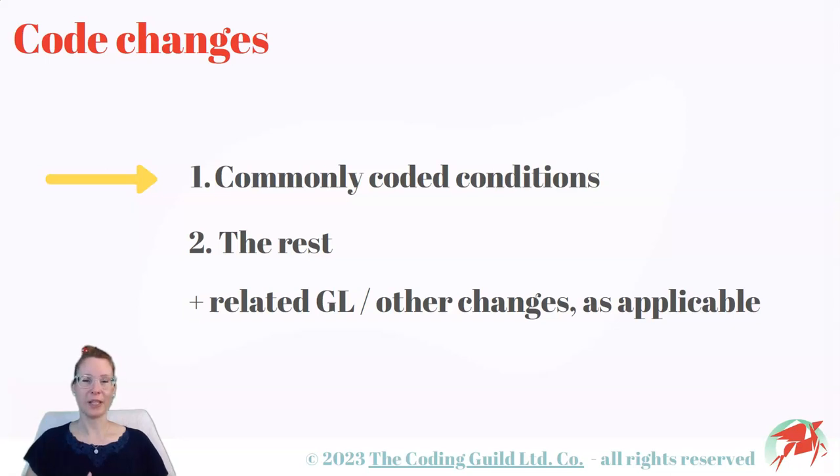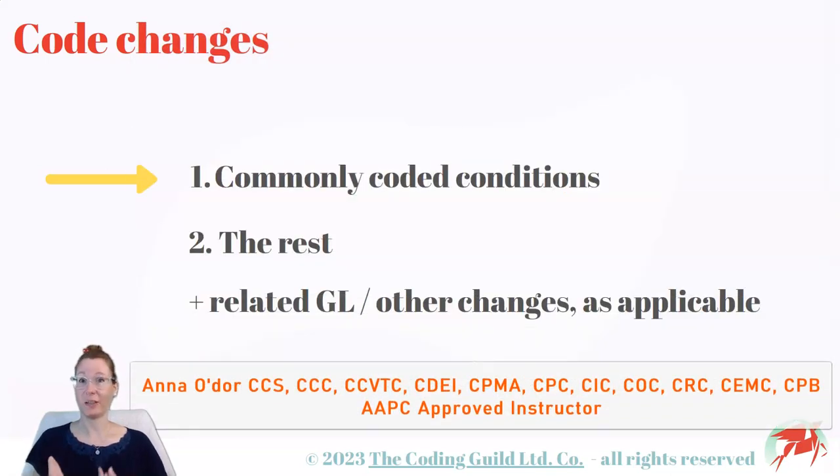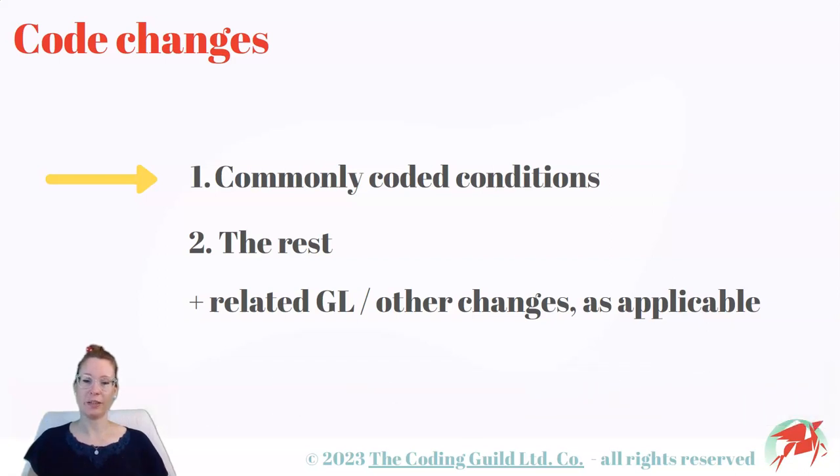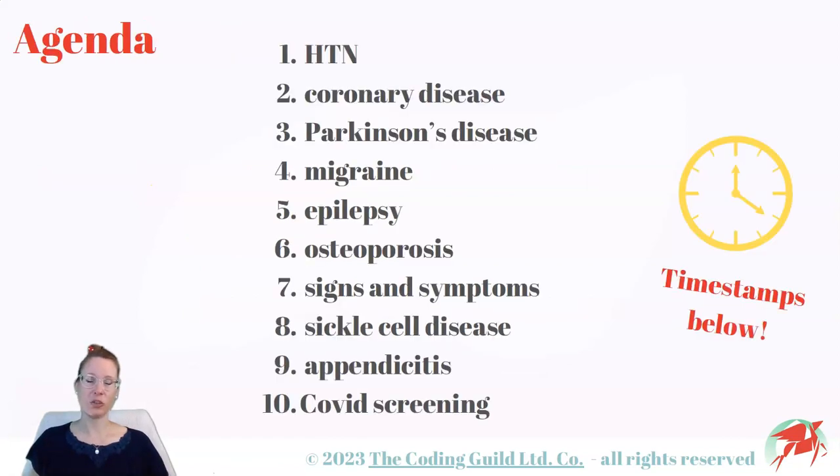Alright, now that we have reviewed the changes made to the index and the tabular in the first part, let's get started on the code changes and additions relating to some commonly coded conditions. These are hypertension, coronary disease, Parkinson's disease, migraine, epilepsy, osteoporosis, signs and symptoms, sickle cell disease, appendicitis, and COVID screening. For easier navigation, you can find the timestamps in the description below for all these conditions.